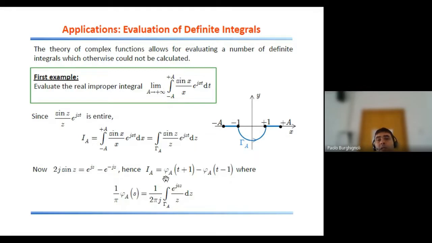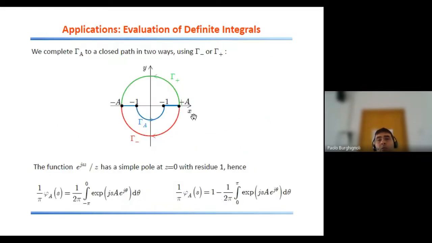To evaluate the integral in its definition, we will close the integration contour in two different ways. One way is the upper contour, gamma plus, which is a circle with radius a that goes from plus a in a counterclockwise direction up to minus a. The other possibility is to go through gamma minus. In this case, you go from plus a to minus a downwards, in clockwise direction.